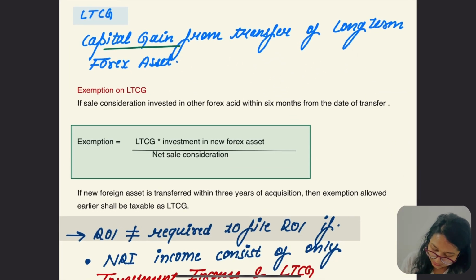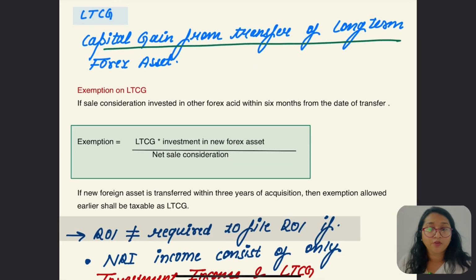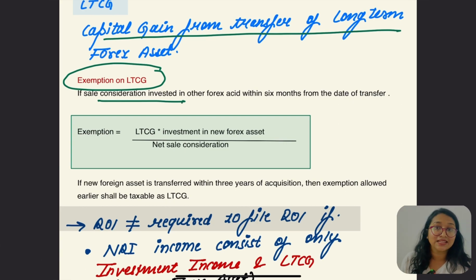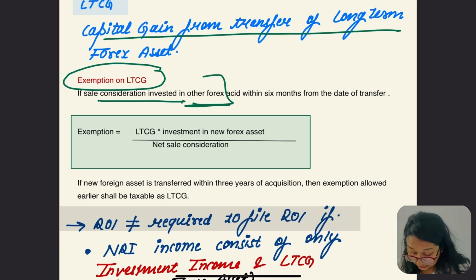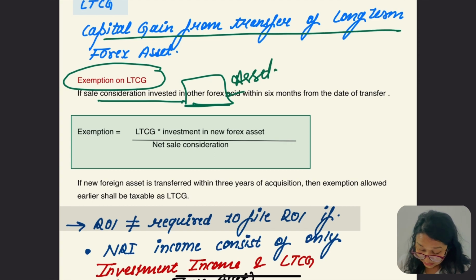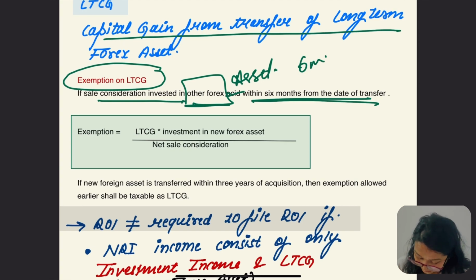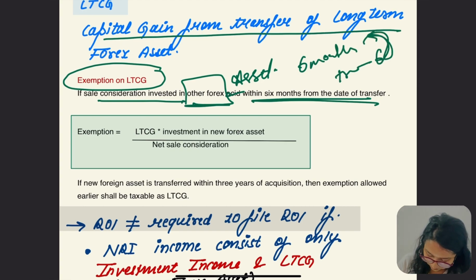LTCG means the capital gain from the transfer of a long-term foreign exchange asset. We know this. There is some exemption on LTCG if the sale consideration is invested in another foreign exchange asset, but within what time limit? Within 6 months from the date of transfer. So let's work out the exemption amount.